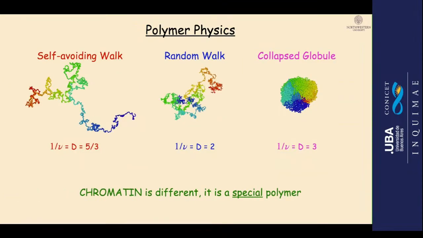The understanding of polymer physics is important to approach the problem of chromatin organization. However, chromatin does not behave as any of the standard models. Chromatin is a very special polymer and needs a different theoretical treatment.